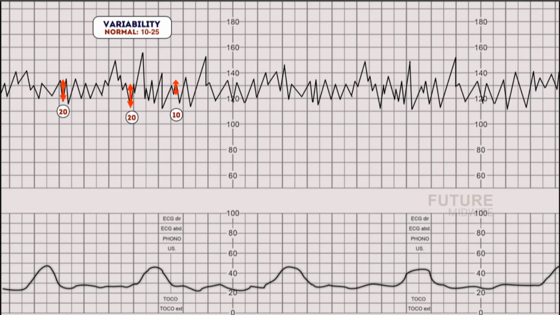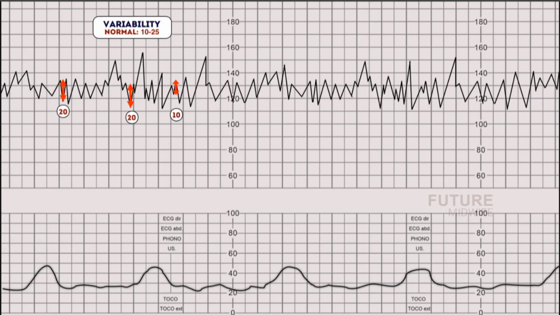Next, we will discuss variability. It refers to the variation of fetal heart rate from one beat to the next. Variability occurs as a result of the interaction between the nervous system, chemoreceptors, baroreceptors, and cardiac responsiveness. Therefore, it is a good indicator of how healthy the fetus is at that particular moment in time.